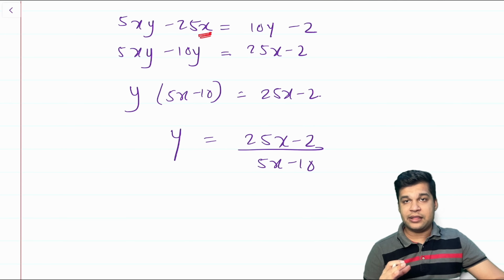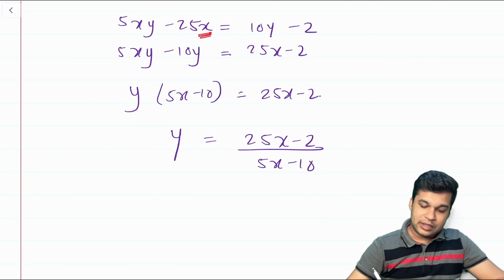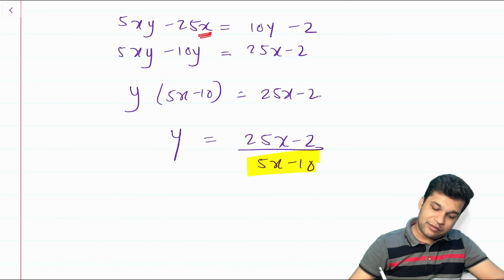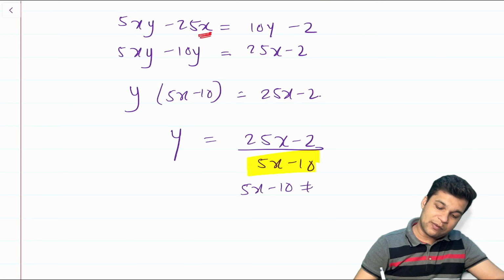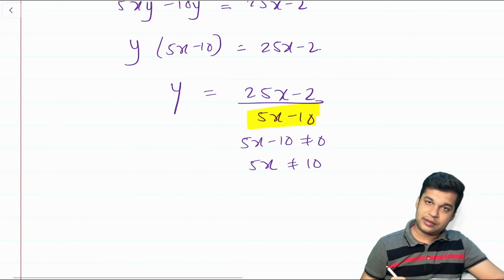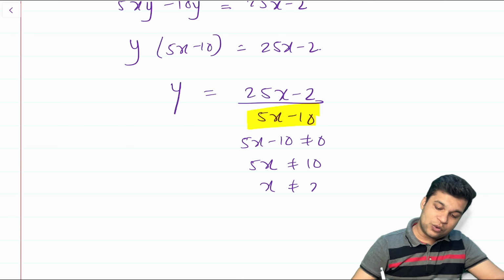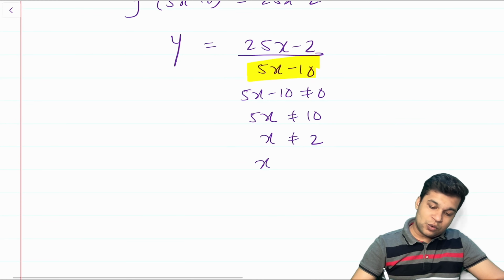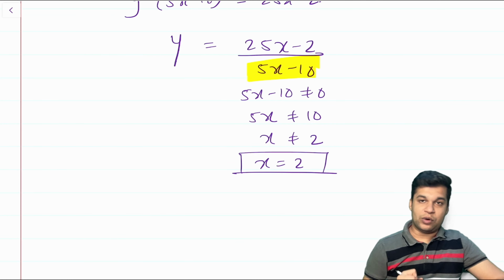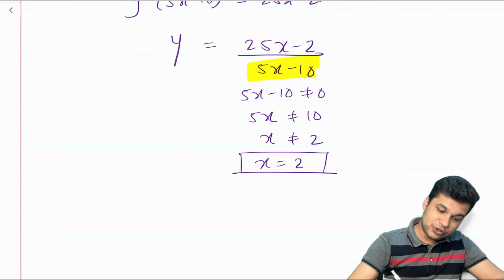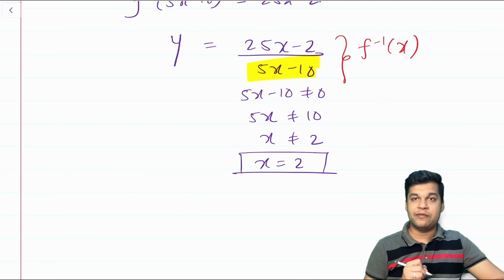Now again, the denominator can never be equal to 0. Which means 5x minus 10 can never be equal to 0. So 5x can never be equal to 10. So x can never be equal to 2, since 10 divided by 5 is 2. So x equal to 2 is again an asymptote, but for the inverse function. This is your f inverse of x.